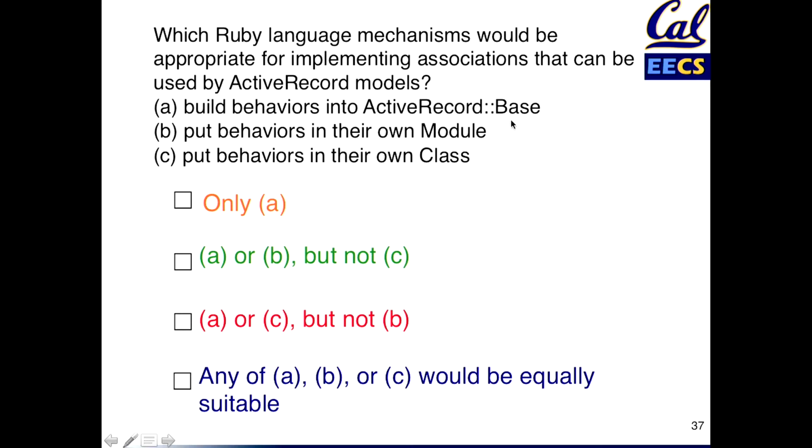What about option A, building these behaviors right into ActiveRecordBase? There's no reason you couldn't do that, right? All of our models inherit from ActiveRecordBase, and if the functionality is available there, then it's available everywhere. The only downside is that it could make the class pretty bloated, because this functionality is pretty sophisticated. But you could do it this way. From the point of view of providing it in a useful manner to programmers, A is perfectly legitimate.